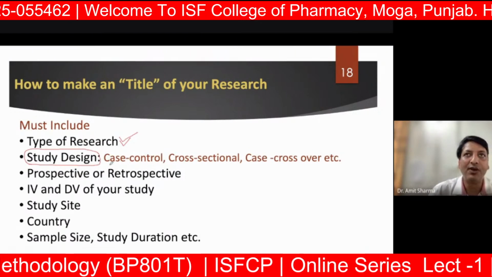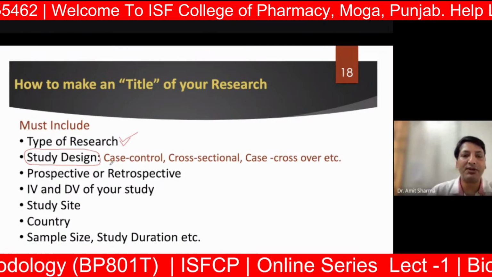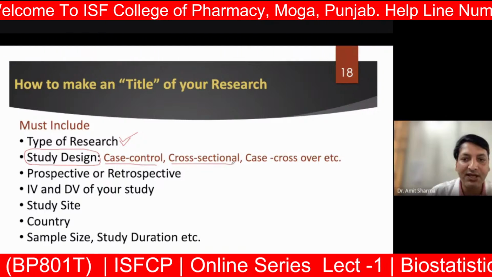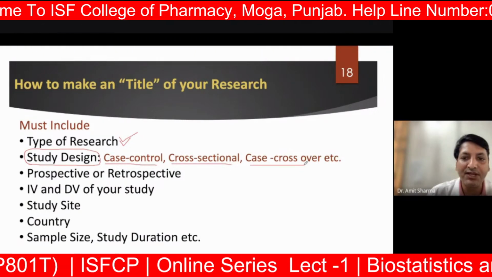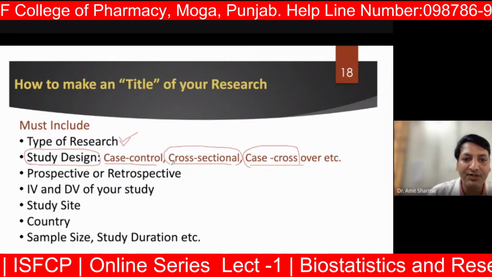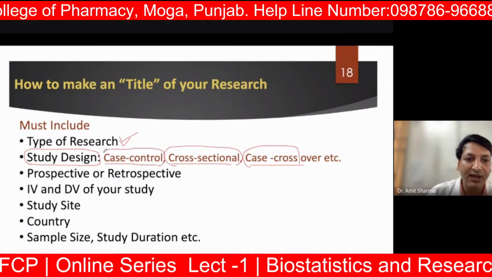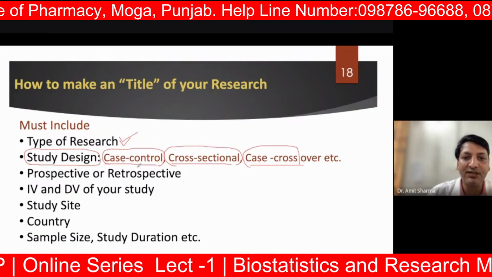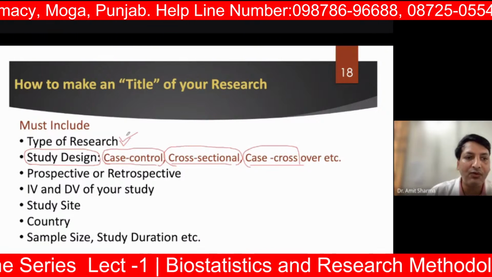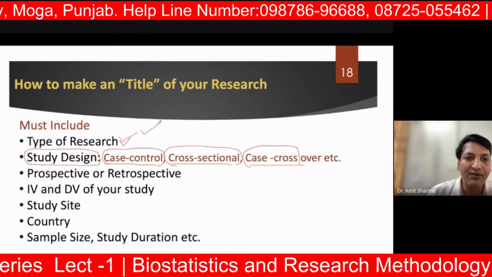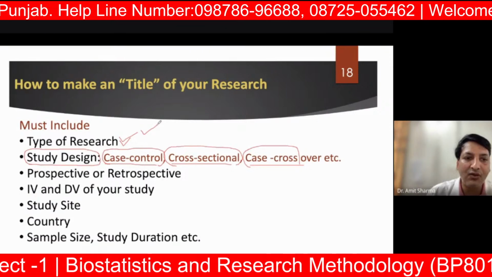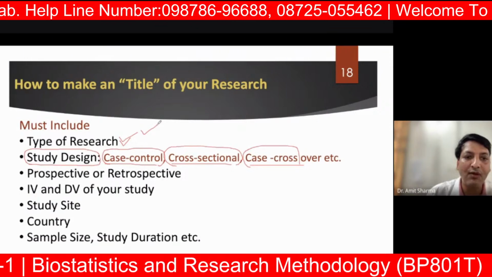Maybe you have seen in different research papers a case control study, a cross-sectional study, or a case crossover study. These are all called your study design, not the type of your research. Type of research is different and type of study design is different. So first, for making your title, you have to add the type of your research, that is, which kind of research you have done. After that you will find out what study design you have applied.